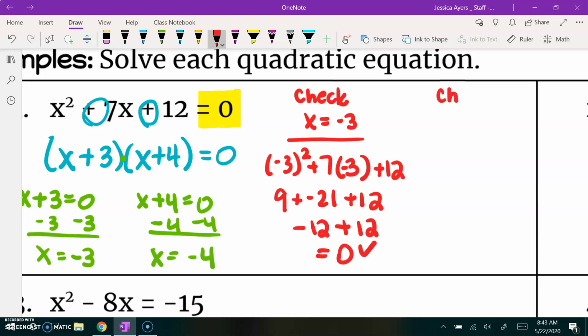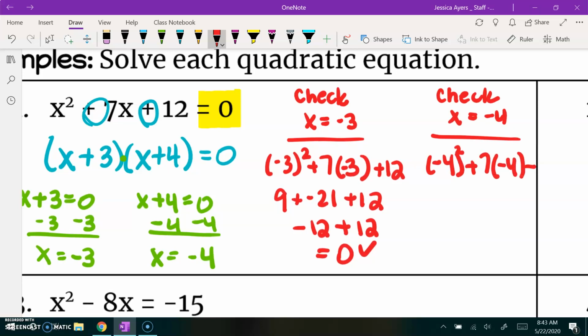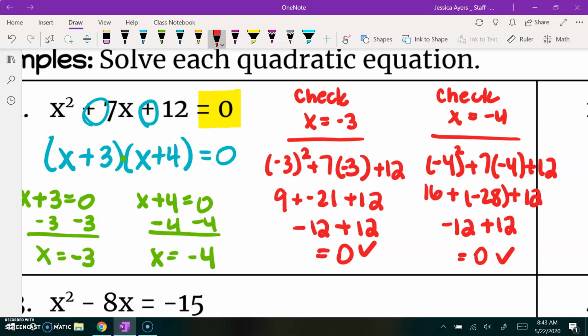Then we check X equals negative 4. So we'll have negative 4 squared plus 7 times negative 4 plus 12. So that's 16 plus negative 28 plus 12. And 16 plus negative 28 will be negative 12, plus 12, which is 0. And that checks out.